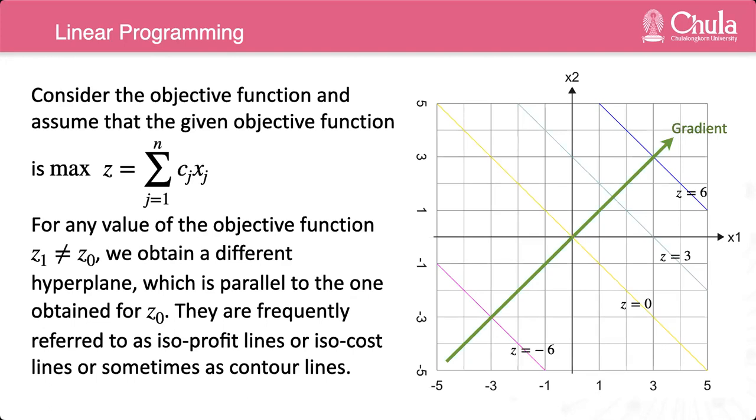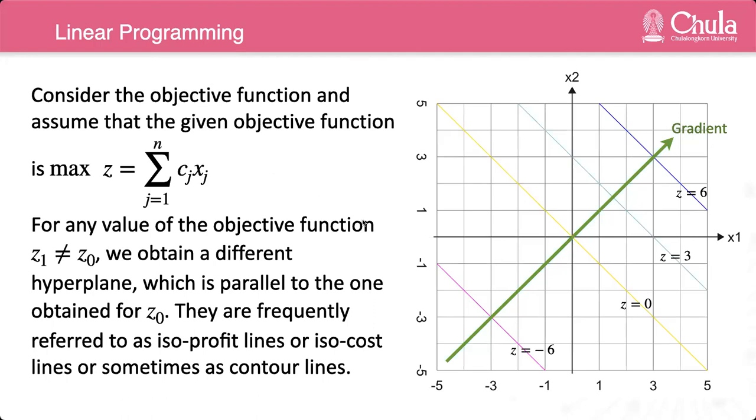Now we deal with the algorithm to illustrate the idea of how we solve linear programming. We should start from the concept of gradient first. So consider the objective function. If we want to maximize the z function, it is in the form of the sum of Cjxj: C1x1 plus C2x2 until Cnxn.